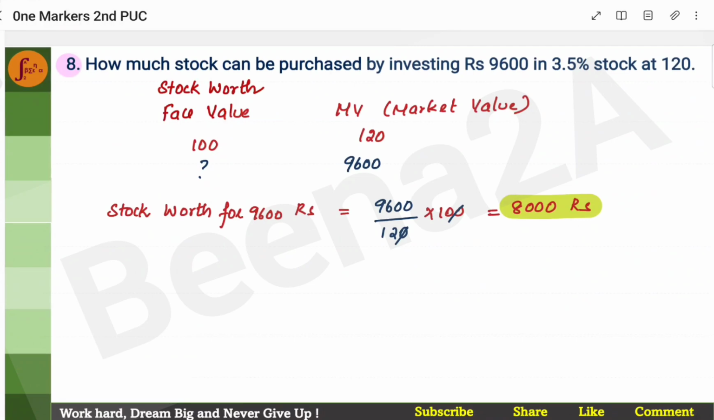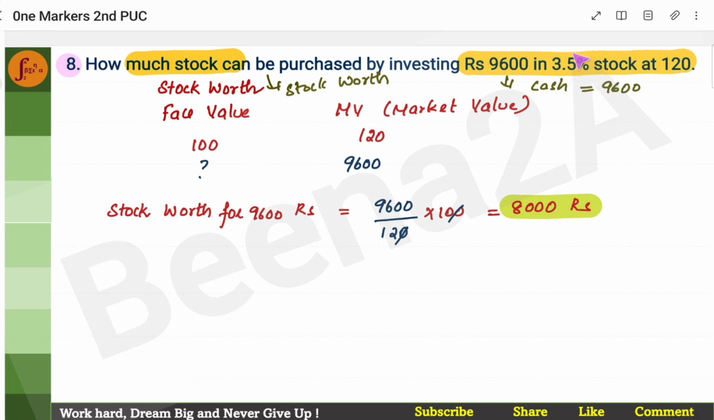Next question. How much stock can be purchased by investing rupees 9,600 in 3.5% stock at 120? How much stock can be purchased? How much stock means what? Stock worth. Stock means stock worth. Remember that. You have to find out stock worth. By investing rupees 9,600, that means the cash he has is 9,600. This is his cash investment amount.